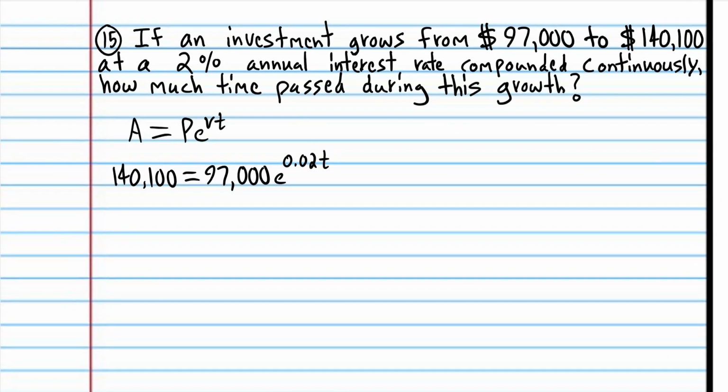So now we're going to divide both sides of the equation by 97,000. And don't be afraid to use your calculator. So dividing by 97,000, we get 1.4443299.